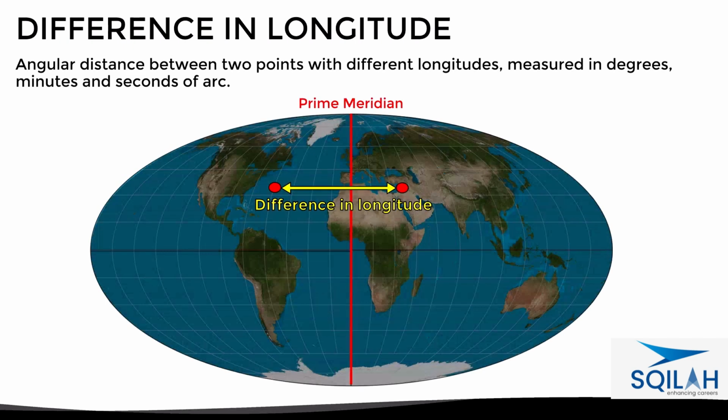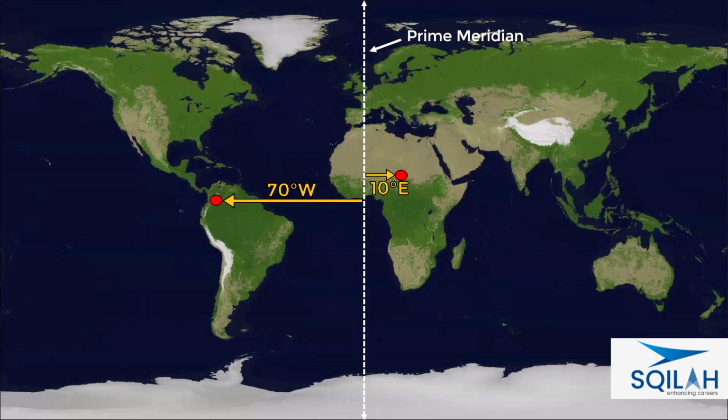The difference in longitude is defined as the angular distance between two points with different longitudes measured in degrees, minutes, and seconds. So it is basically the same as the difference in latitude, but now in terms of longitude. So here, for example, these 2 points have different longitudes, which are 70 degrees west and 10 degrees east. Here the difference in longitude would be 80 degrees.